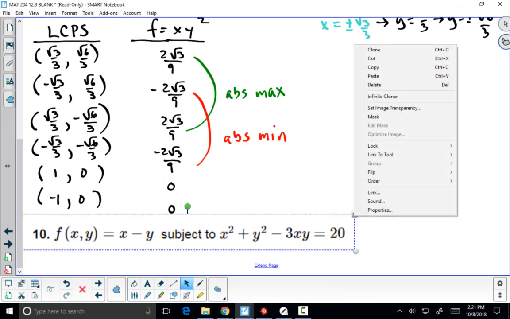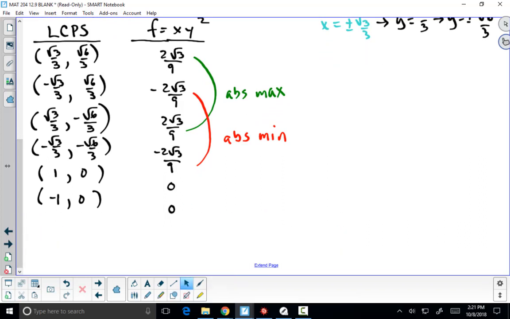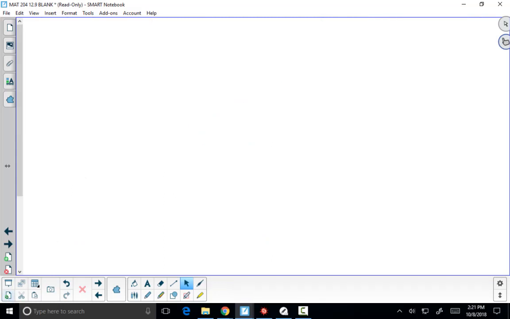Let's get a new page. We don't have enough space. Let's cut, add, paste. Okay.